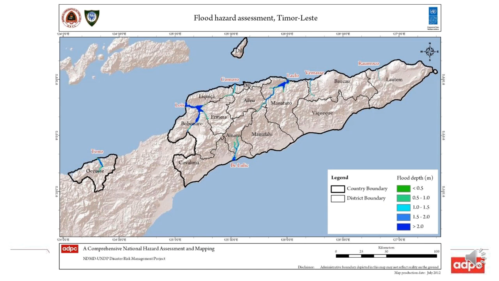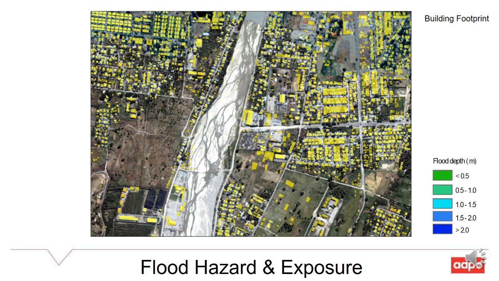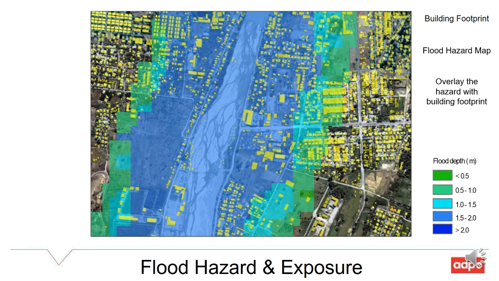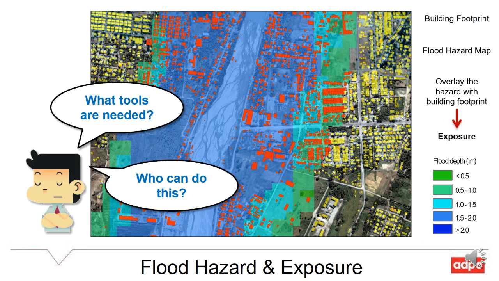So this is a flood hazard assessment map that we did in Timor-Leste, and which is being used by the government now. This is the flood hazard and exposure map based on that. And while we put up our flood map and exposure, as well as overlay the hazard with the building footprint, finally we see the damages. So this is simplistic overlaying of different layers of maps to come up with the risk assessment results.